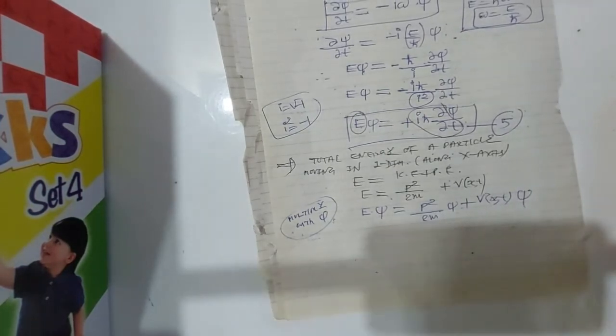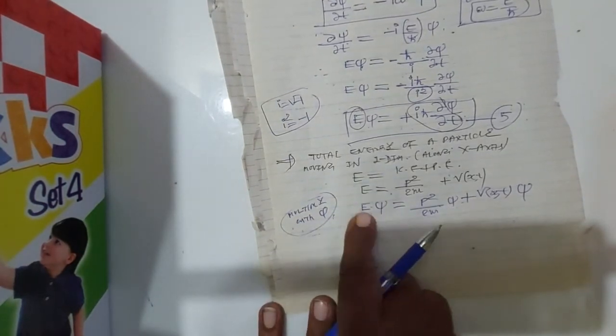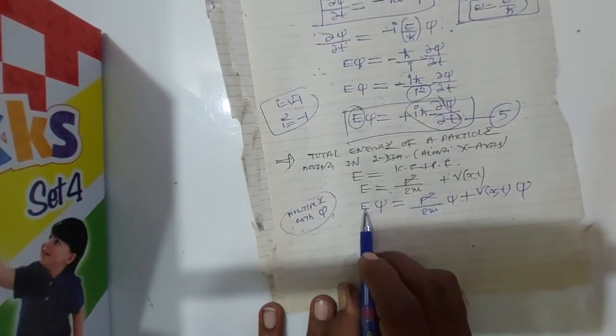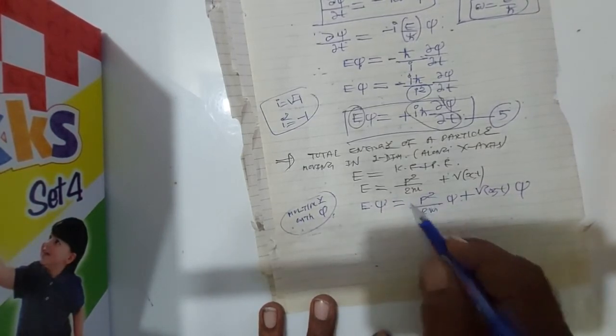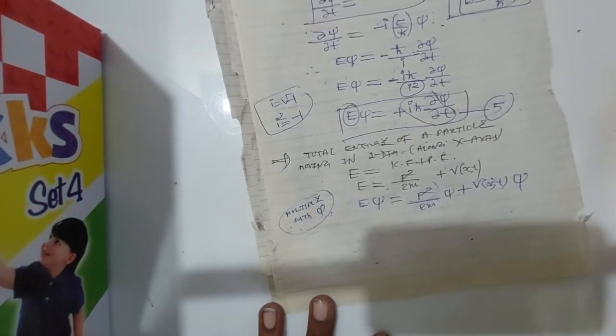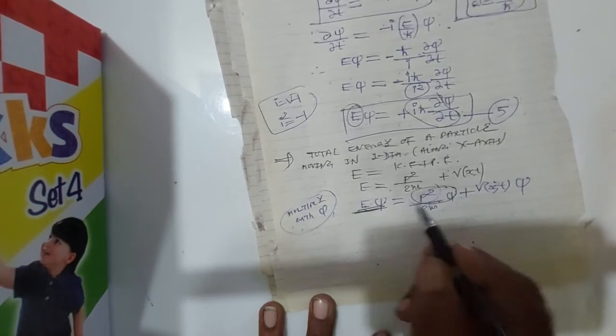But when we talk in terms of operators, we cannot say that E is multiplied with psi. We can say that the operator of energy is multiplied with psi. So the operator of energy is operating on psi, and the operator of momentum p square is operating on psi. Now substituting the value of E psi and p square psi.